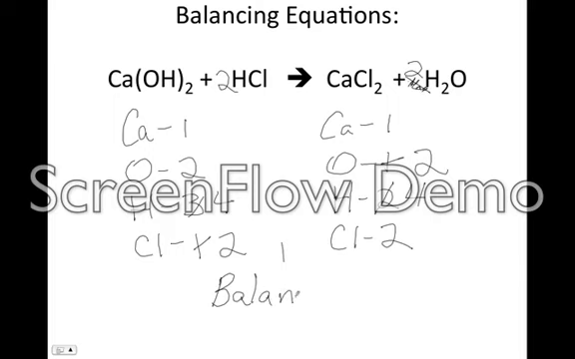The key thing that you want to look at is, do you have the same number of atoms on each side of the equation of each type of element? So basically that's the whole idea of balancing equations.